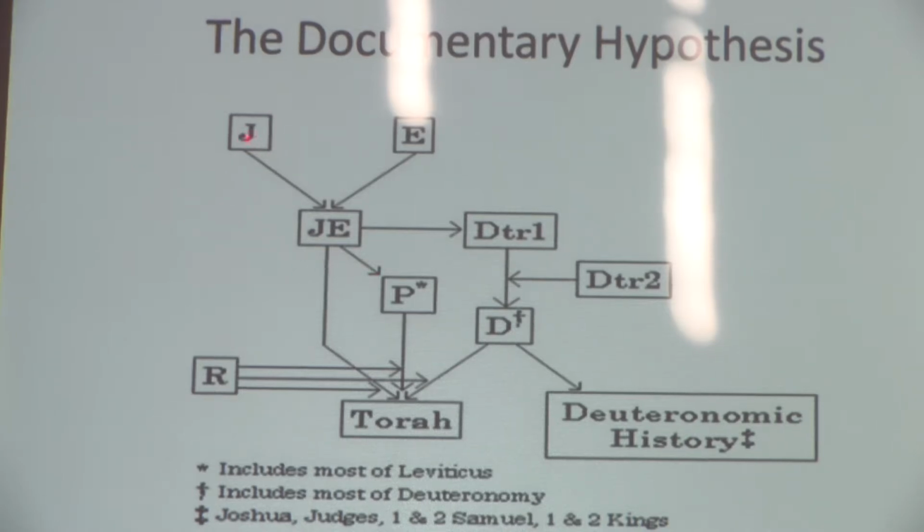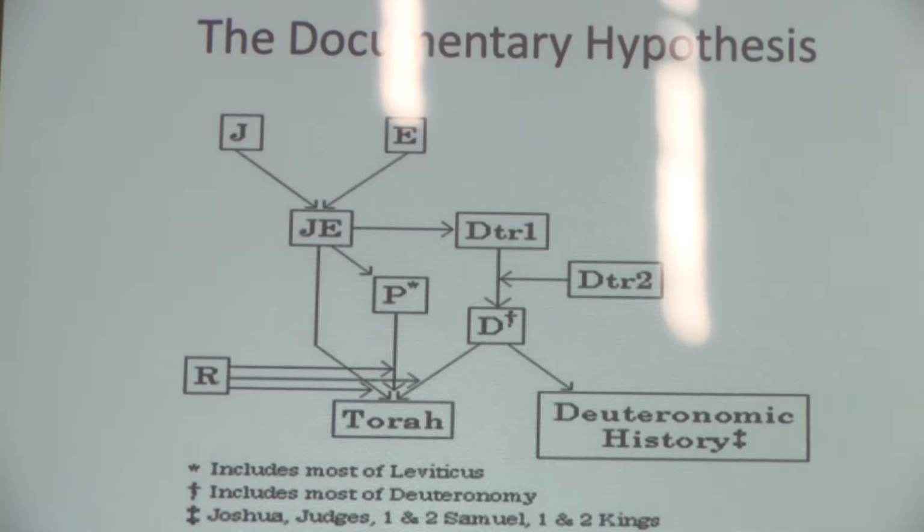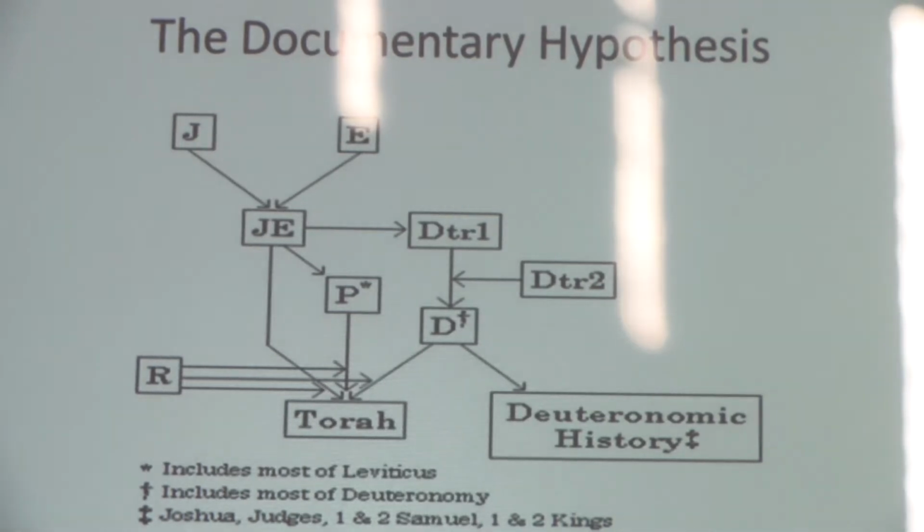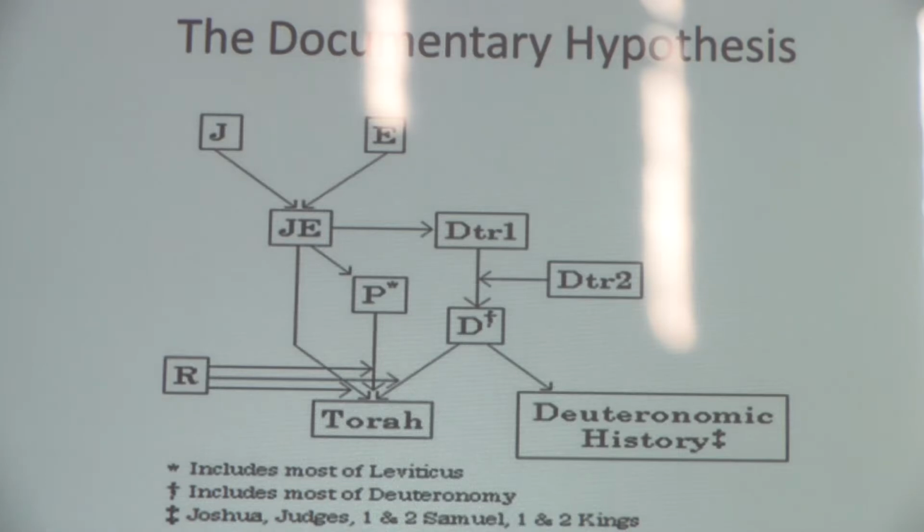J refers to one of the sources that was available, a written source, E to a source that was available, which were combined into a given source called the JE source. This is the Yahweh source, the Elohim source. This was a written document that was available at the time the Torah was put together. It came from the southern tribe of Judah, largely, and covered a period of maybe about 100 years or so, largely centered around the time of Solomon when it was written.